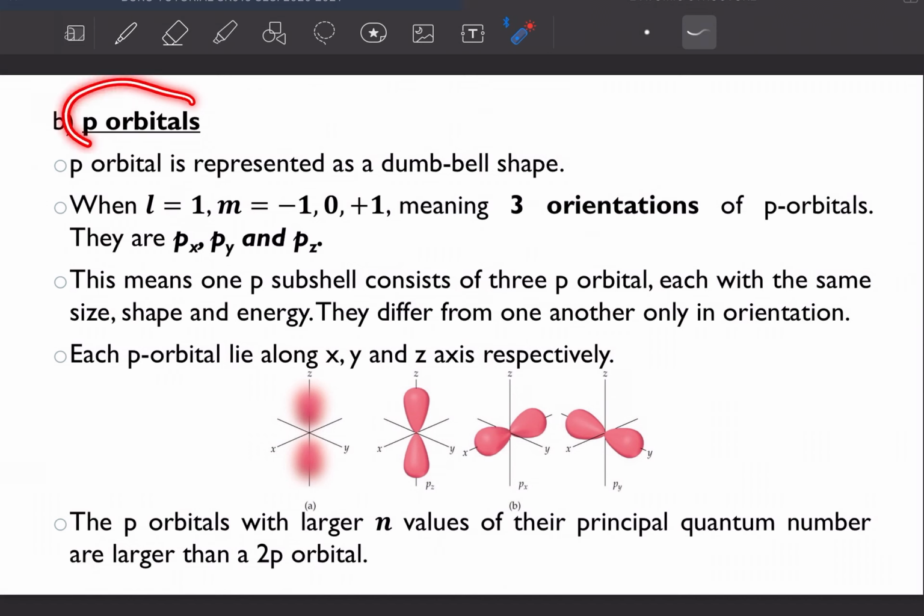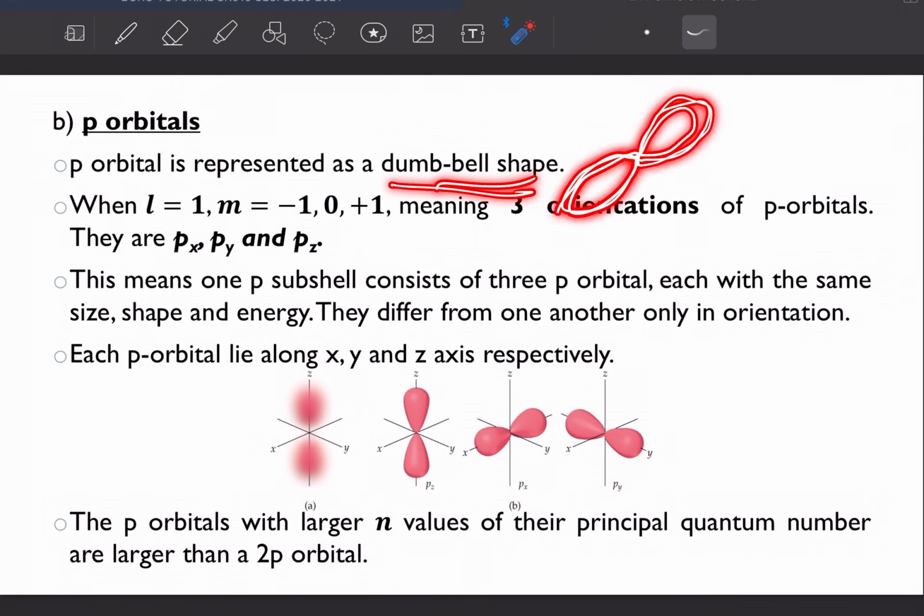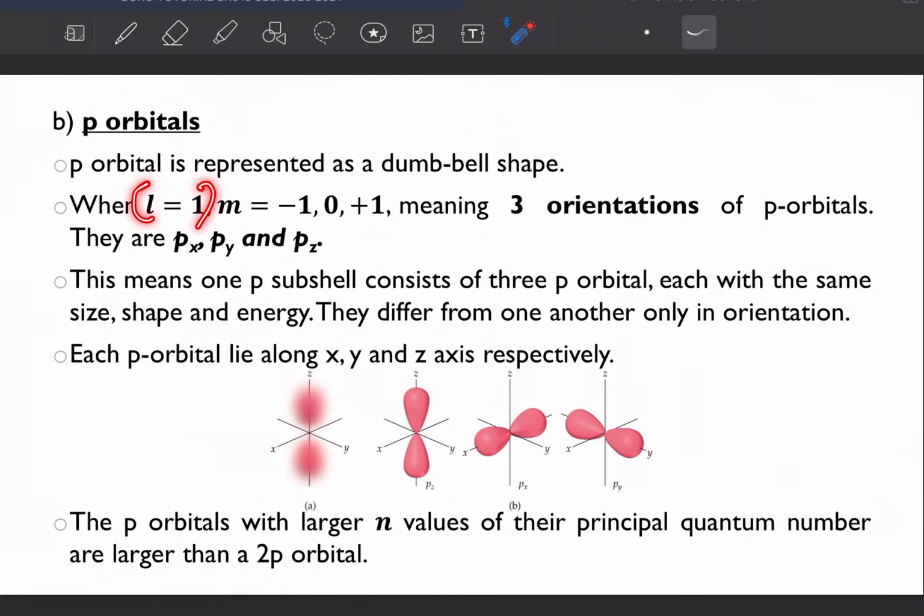Next we have the p orbital. So the p orbital represents the dumbbell shape. If you lift, if you work out, you know what is a dumbbell. Kalau tak work out pun tahulah dumbbell tu apa. Shape dia macam mana. So you have a p orbital when l equals 1 and p orbital will have 3 values of m, maksudnya it will have 3 different orientations which are px, py and pz. This means one p subshell consists of 3 p orbitals.